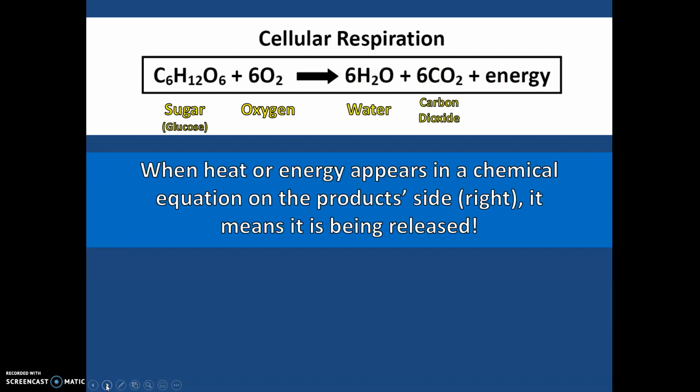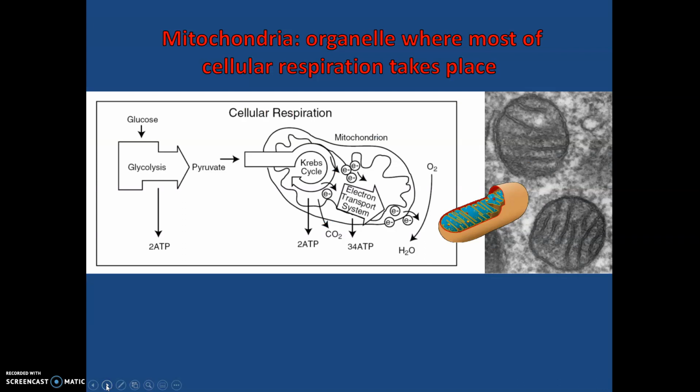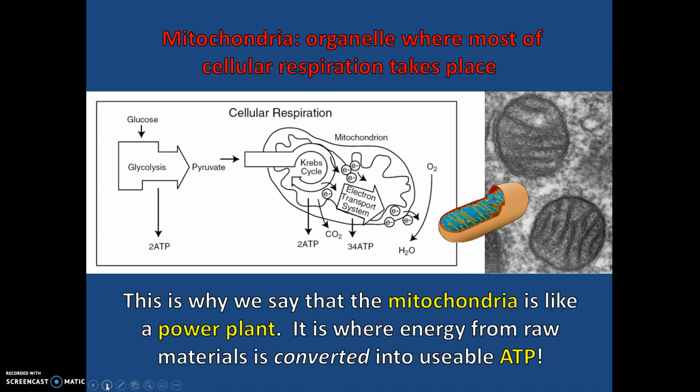So when heat or energy appears in the chemical equation on the product side or the right side of the arrow, it means that it is being released. So cellular respiration releases energy from the food so that it can be used by the cell. Mitochondria is the organelle where most of cellular respiration takes place. This is why we say that mitochondria is a power plant or the powerhouse of the cell. It is where energy from raw materials is converted into usable ATP.